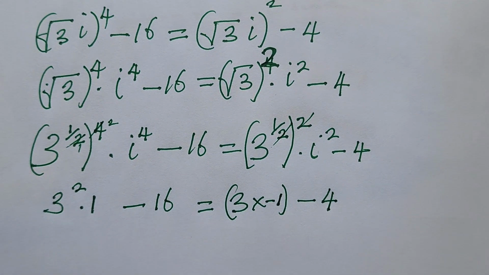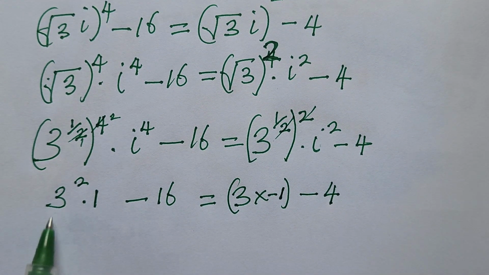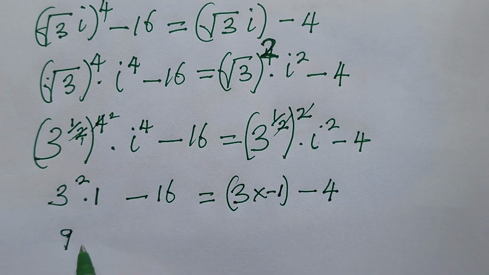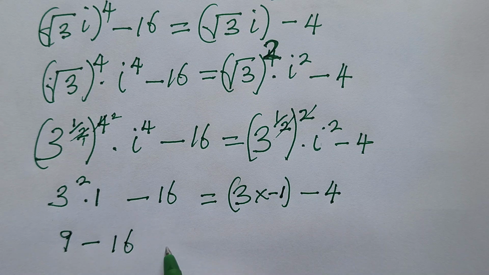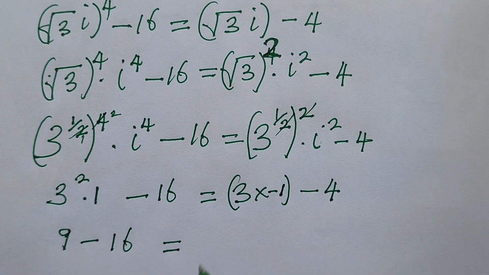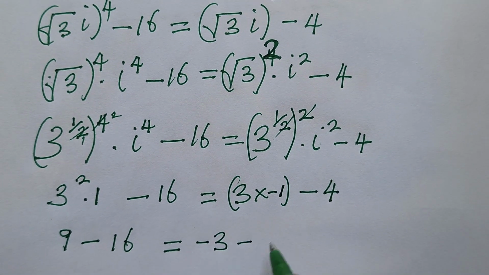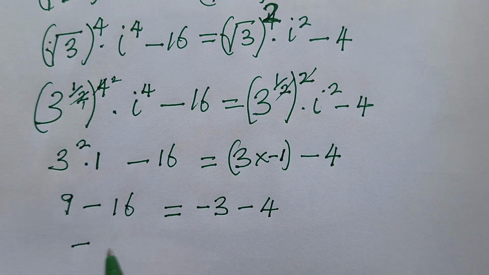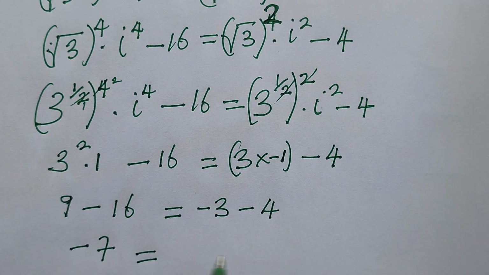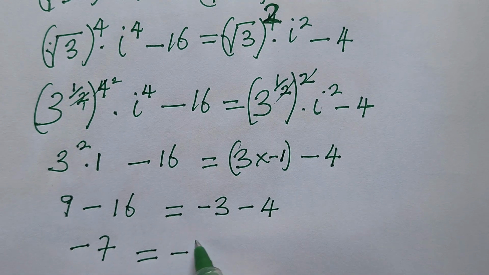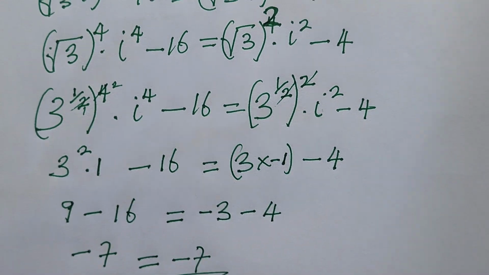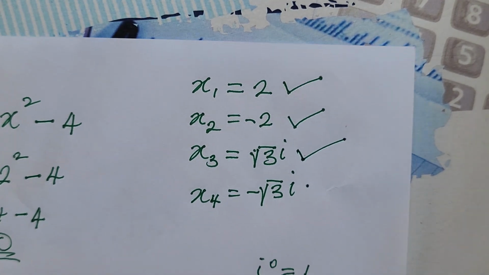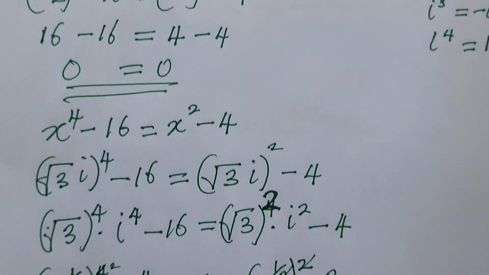Good. So from here, we continue again. 3 to the power of 2 will give us 9. 9 times 1 will give us 9. So we have here 9 minus 16. This is equal to 3 times minus 1, which gives minus 3, minus 4. So 9 minus 16 will give us minus 7. This is equal to minus 3 minus 4, which gives us minus 7. So it shows that the third answer is correct. In other words, it satisfies the original equation.